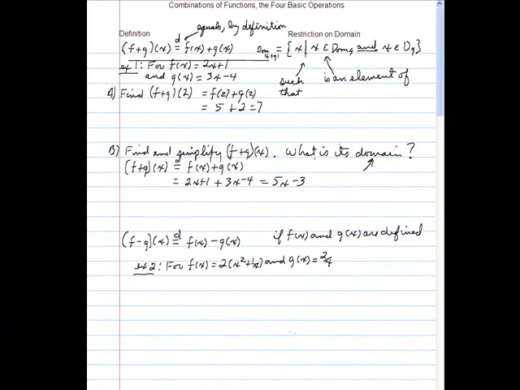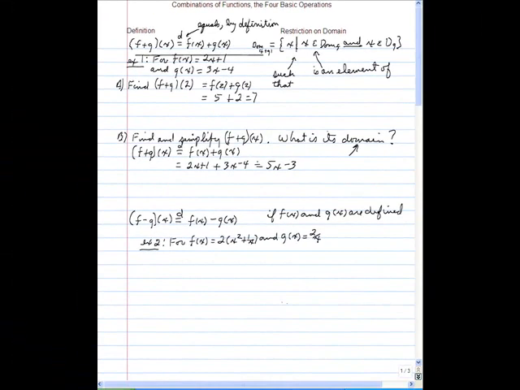Now the second part said, what is the domain of this f plus g? And our definition says x is in the domain of f plus g if it's in the domain of f and the domain of g. Well, think for a second about the domain of f. f of x up here is 2x plus 1. Its domain is all numbers.